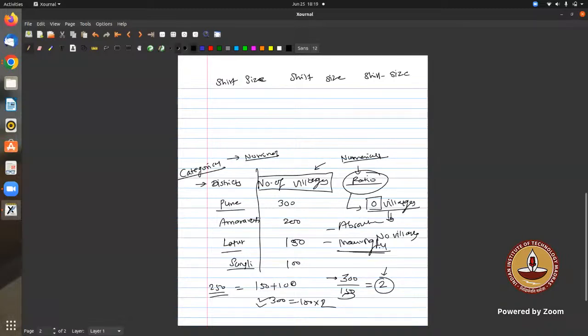Meaningful is very important, because when I say phone numbers, I may be able to do a division or multiplication operation, but that is not meaningful. So you understand, right? That's why the number of villages is a ratio scale of measurement.